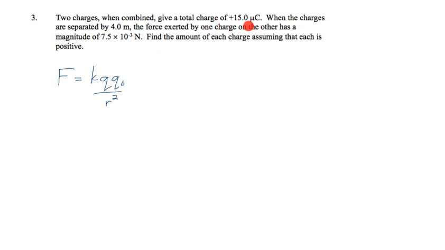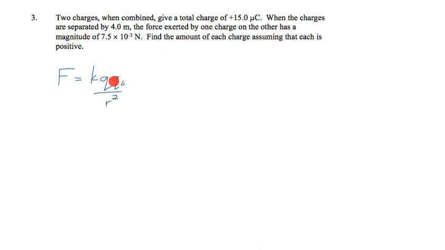of 15 microcoulombs when the charges are separated by 4 meters. So 4 meters is your R. The force exerted by one on the other has a magnitude of 7.5 times 10 to the negative 3 newtons. So we have the force. Find the amount of each charge. So we know the force, we know the R, K is a constant, but we have two variables here.